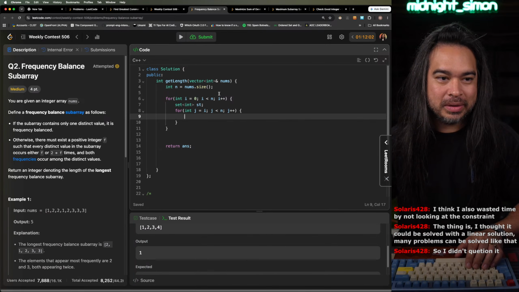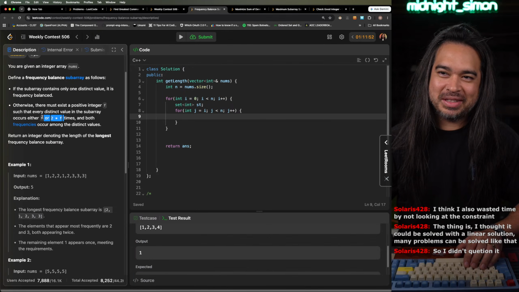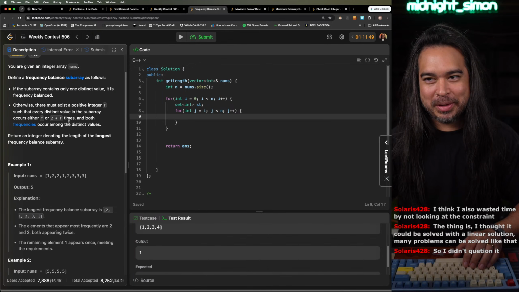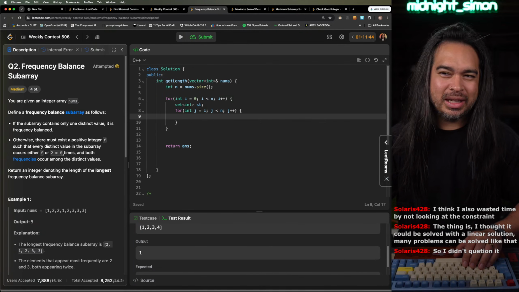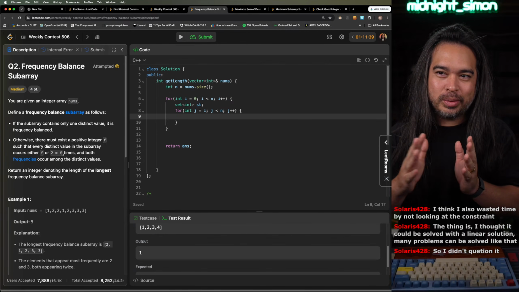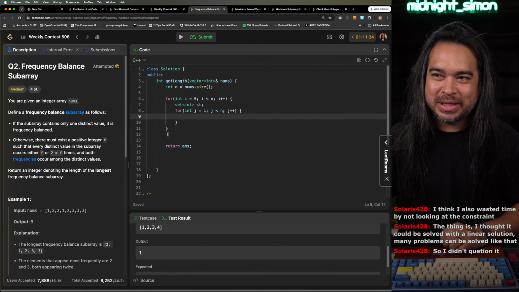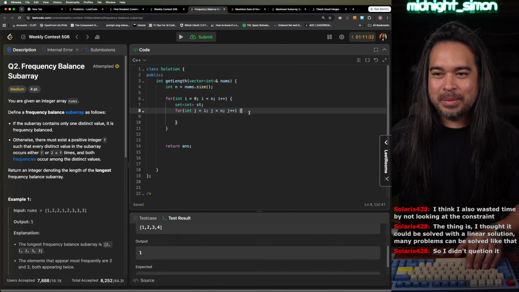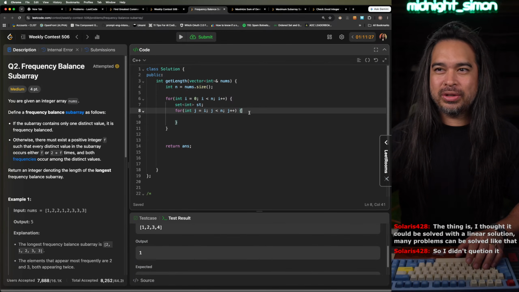Thing is, I thought it could be solved with a linear solution. Many problems can be solved like that, so I didn't question it. Yeah, it seems like maybe it could be, but I don't know for sure. Even the sliding window that I coded up was kind of bootleg. I wasn't too certain, because I always ask myself, when do I grow the window, when do I shrink it? And I couldn't really figure out when the right time to grow that window was. It seems like you could grow it and get a bad subarray, but then keep growing it to get a good one, you know?